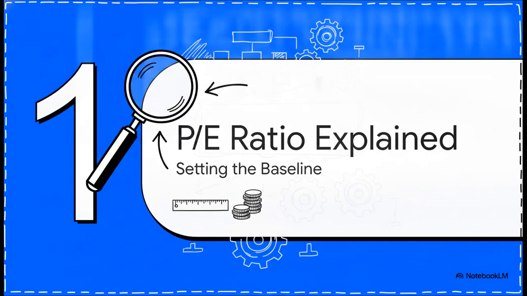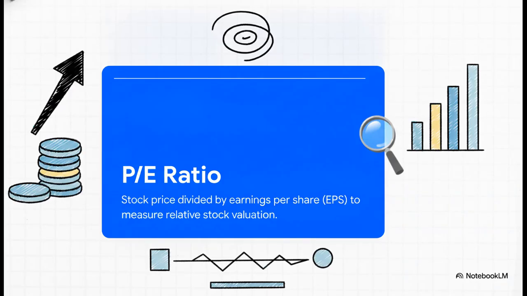Okay, so starting right off with step 1, the PE ratio explained, setting our baseline. At its absolute core, the price to earnings, or PE ratio, simply shows us how much investors are willing to pay for just one single dollar of a company's earnings. Think of it kind of like buying a money-making machine, right? If a stock is trading at $20 and the company earned $2 per share over the last year, well, the PE ratio is 10. You're essentially paying $10 upfront for every $1 of annual earnings that machine spits out.